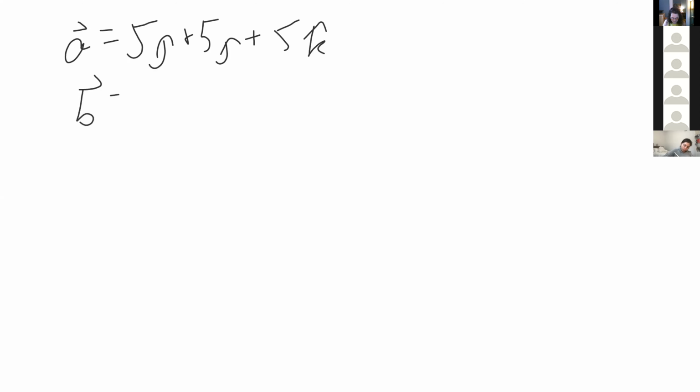My vectors are A is 5 i hat plus 5 j hat plus 5 k hat, and my B vector is 9 i hat plus 8 j hat plus 9 k hat. If you wanted to get a little bit of physical intuition here, you could probably look at these values and see that they're pretty close as far as direction. So we should get an angle that's not too large.